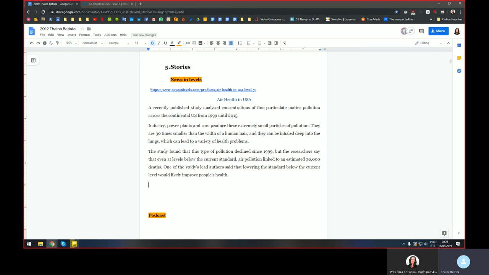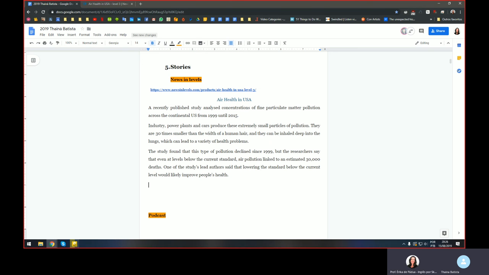The study found that this type of pollution declined since 1999, but the researchers say that even at levels below the current standard, air pollution linked to an estimated 30,000 deaths. One of the study's lead author said that lowering the standard below the current level would likely improve people's health.